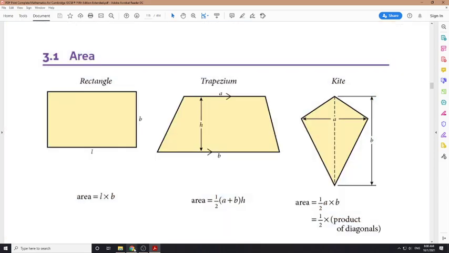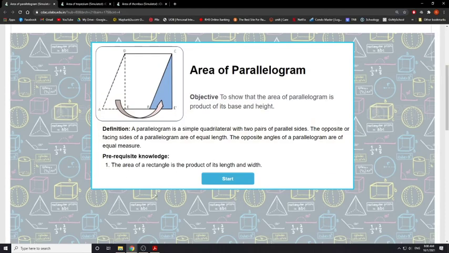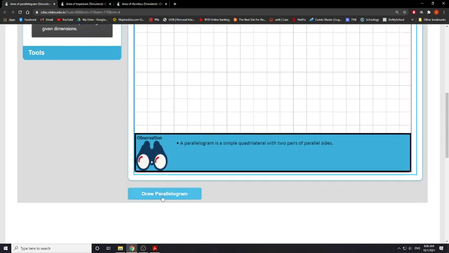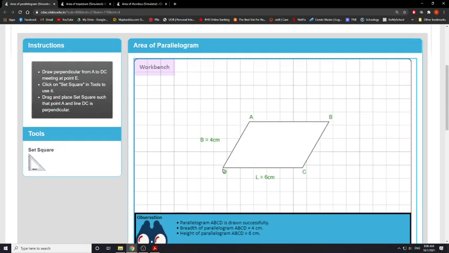Now, if we talk about parallelogram, I'm just going to go through this quickly. If I have the length as 6 and the breadth as 4, and I draw this, the length here is 6 but the breadth here is 4. Now it's not like your usual rectangle where you can multiply them, because it is not 90 degrees.